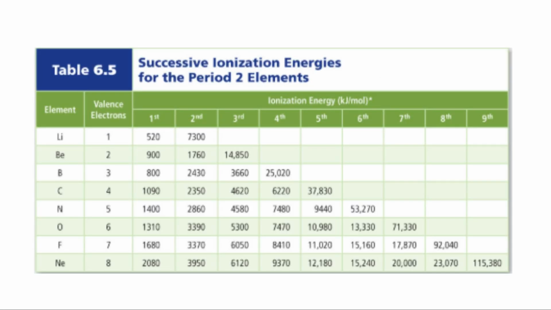This graph shows you what that looks like. The energy needed increases gradually, then spikes. That big jump usually shows when you've taken away all the valence electrons and are now trying to remove the core electron, which the atom really doesn't want to give up.